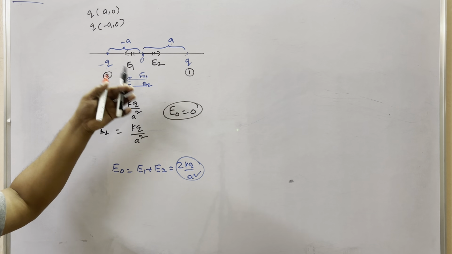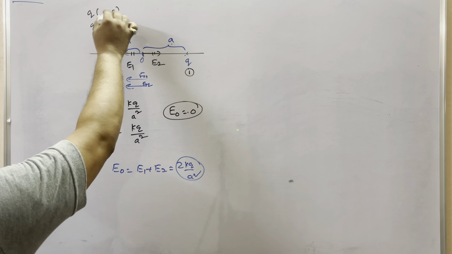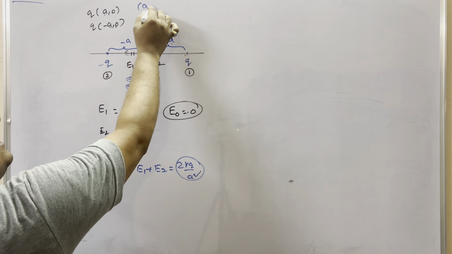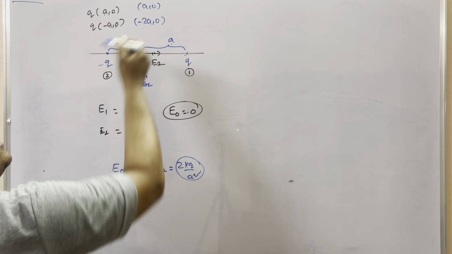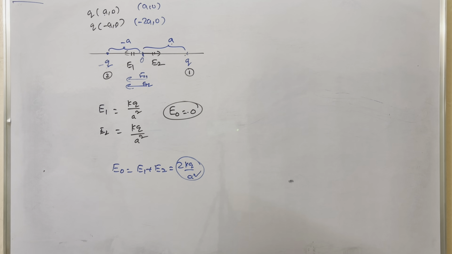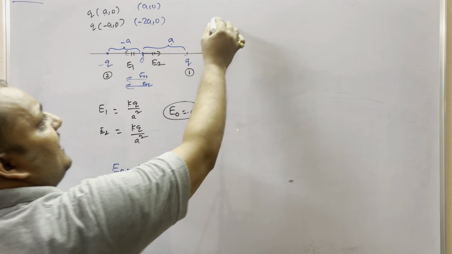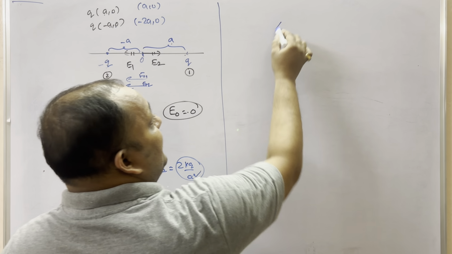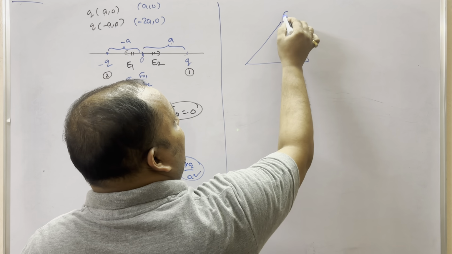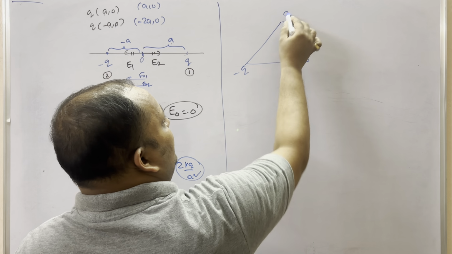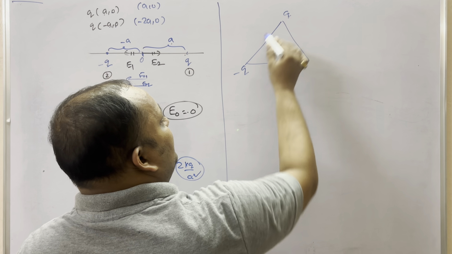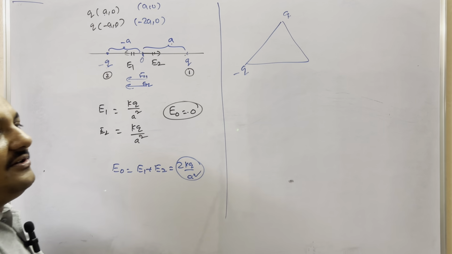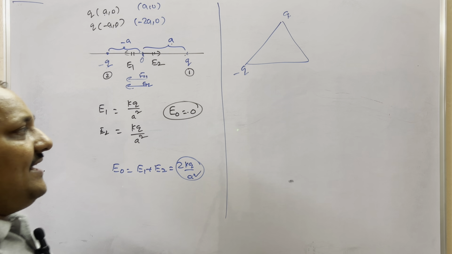Like that you have to practice one by one. Here I gave a comma 0 and minus a comma 0. You can take a comma 0 and minus 2a comma 0. That is your wish, isn't it? So if you solve like this, you are going to get an idea how to solve the problem. Like the previous triangle problem, I have taken one charge negative, one charge positive. You can take q, 2q, minus 2q. Like that you can practice, you are going to get an idea.